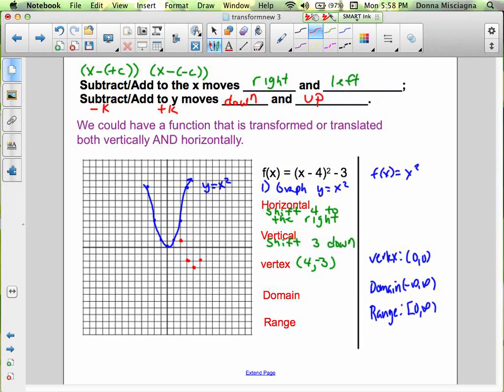And so notice it has the exact same shape, because we haven't dilated this at all. There's no coefficient in front of the parentheses there. All we've done is shift the graph. So 1, 2, 3, 4, 1, 2, 3. And the last 2 points. 1, 2, 3, 4, 1, 2, 3. And 1, 2, 3, 4, 1, 2, 3. And there we go. And we can see our shape.